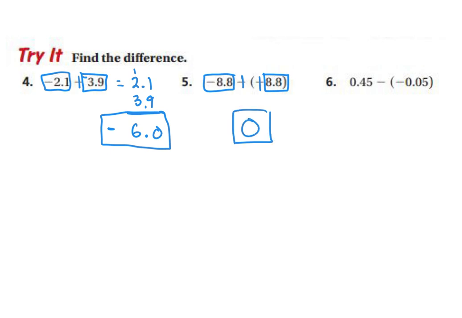And then for the last one, I'm going to chop chop to turn this into an addition problem, and that just becomes 0.45 plus 0.05. So I can rewrite this vertically. Everything's positive, so it's just 0.50.